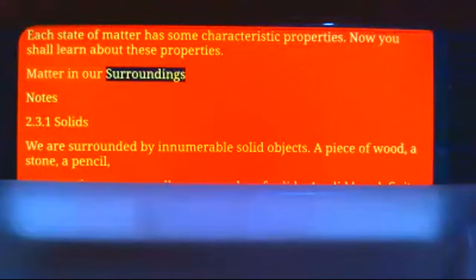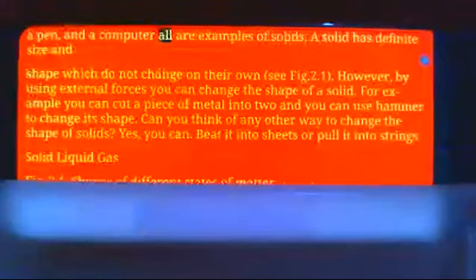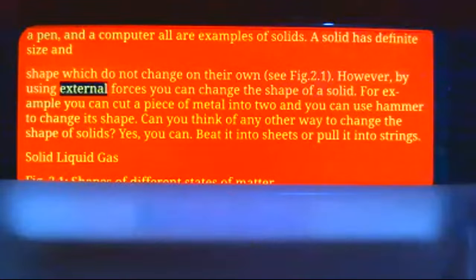Matter in our surroundings. Notes. 2.3.1 Solids. We are surrounded by innumerable solid objects. A piece of wood, a stone, a pencil, a pen, and a computer are all examples of solids. A solid has definite size and shape which do not change on their own. See Fig. 2.1. However, by using external forces, you can change the shape of a solid.